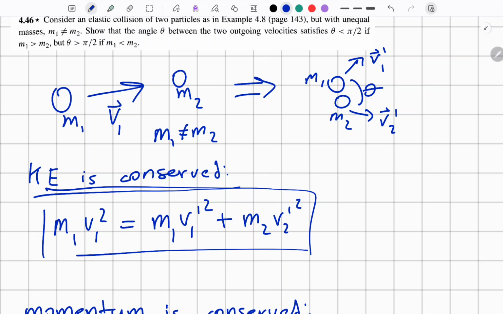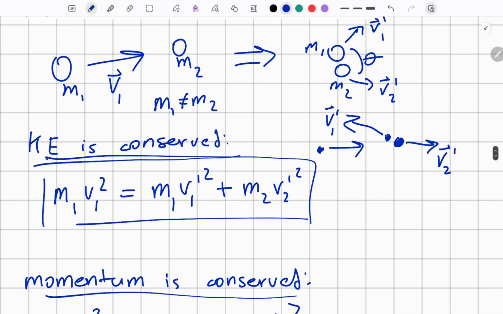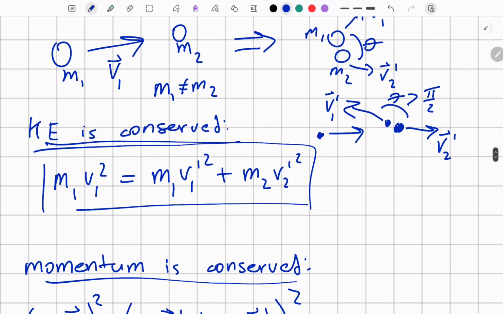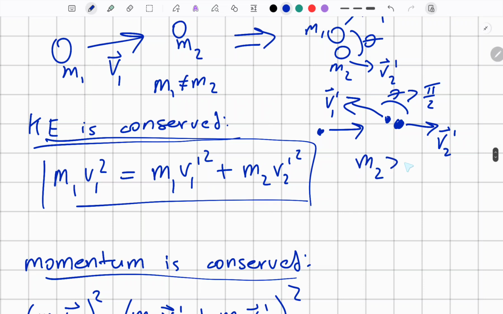So if m2 is greater than mass 1, we're going to have a collision that looks something like this, right? We're going to have it going over here. It's going to hit on mass 2. Mass 2 is going to travel that way, and we could have mass 1 traveling this way. Mass 2, this is the angle, is going to be greater than pi over 2. So that's when m2 is greater than m1.